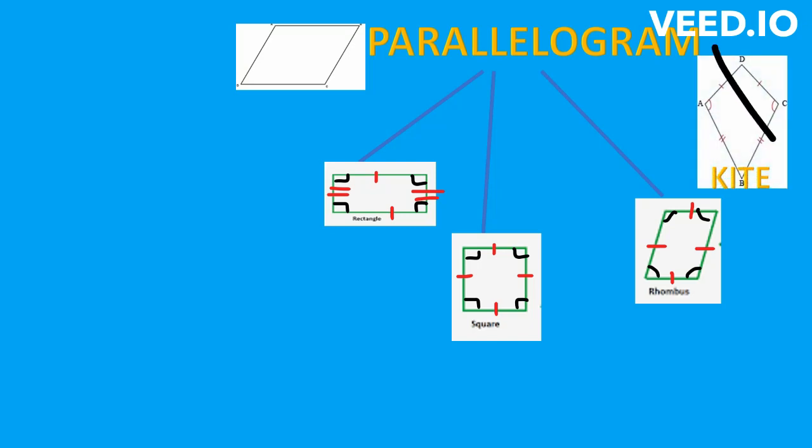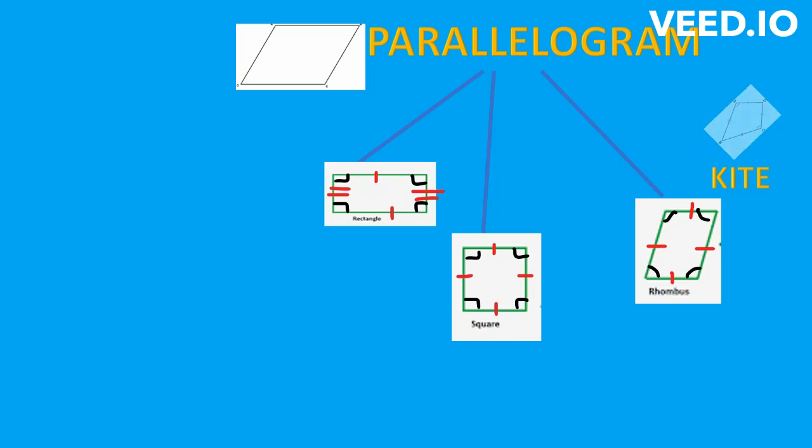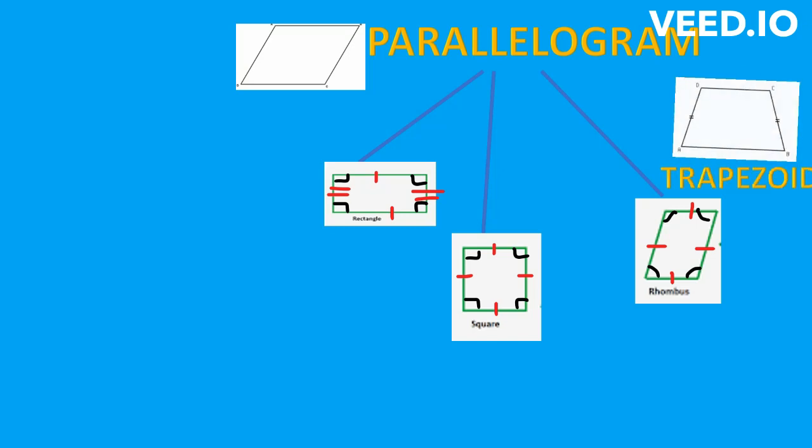Remember that a kite is not a parallelogram because in a kite only adjacent sides are equal, not the opposite sides. See, these two adjacent sides and these two adjacent sides are equal. So a kite is not a parallelogram. Let's not worry about that. A trapezoid is also not a parallelogram. So let's not discuss that.